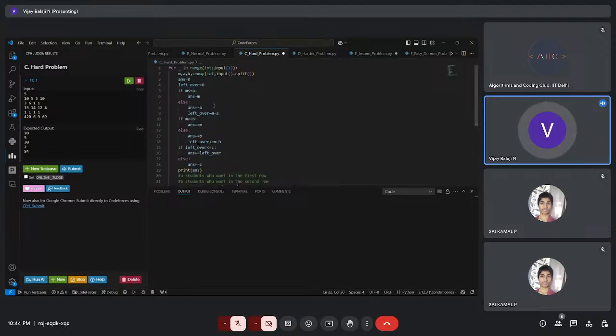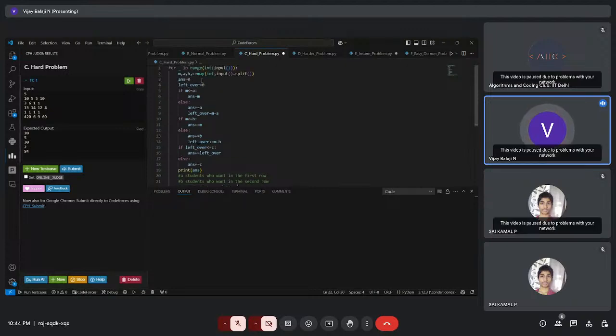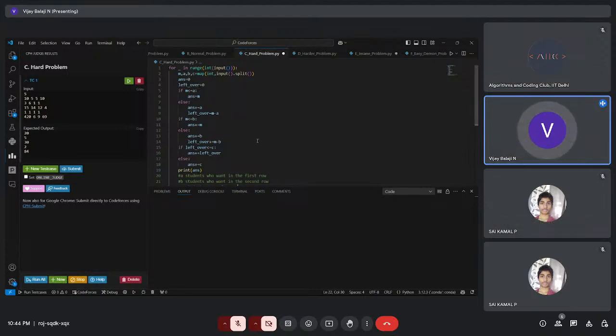In this case, we want to find the maximum number of students who can be seated. Firstly, I initialize a variable answer to be 0 and leftover as 0. If the number of students who want to sit in the first row is greater than the maximum number of people who can sit in the first row, that is m, the number of seats, then select any m students out of the first a students and make them sit in the first row, and I have no leftover because I cannot make anyone else sit in the first row. Similarly, I do the same process for the second row.